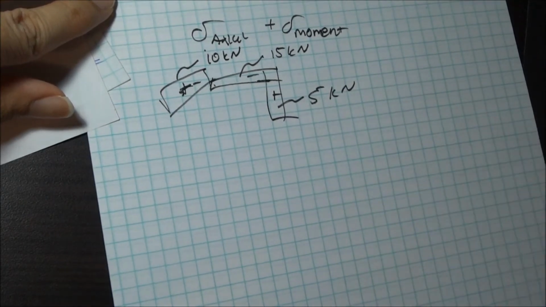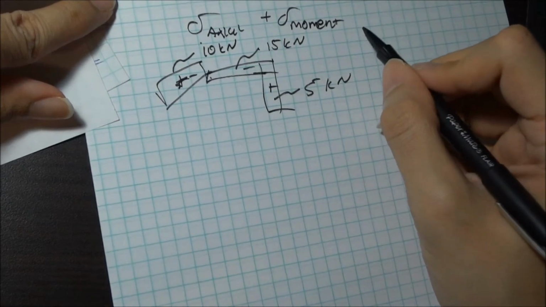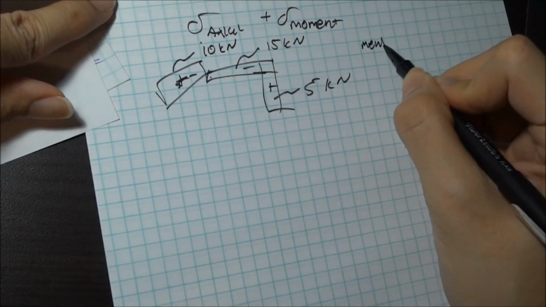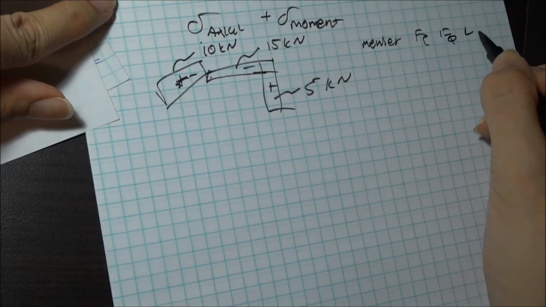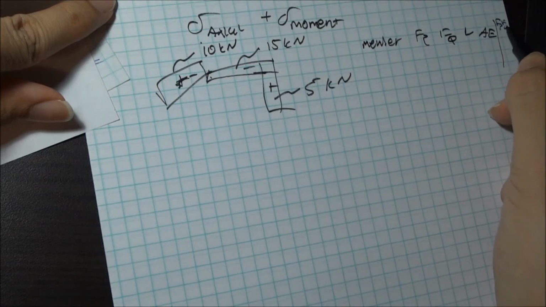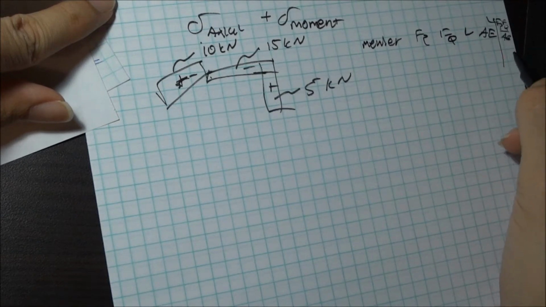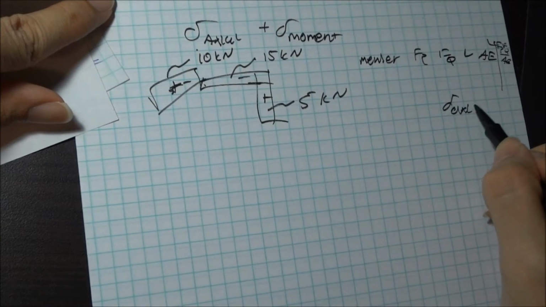I would do the same thing as I was doing for problem 1 and 2. I would generate my table. So I would generate my member, my FP, my FQ, my L, my A, my E, my product. I would add all those together. So I would do the FP, FQ, L over AE. I missed an L in here, right? I would do my product. I would add those all together, and that would give me my delta axial.